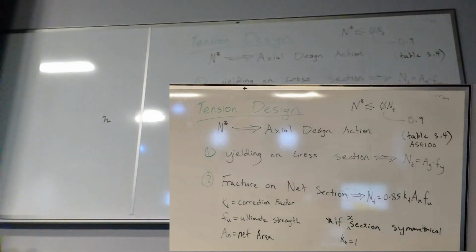Okay, so this is the first one, first failure mode, right? Yielding on gross section. So this is like your first capacity that you have. Remember from the PowerPoint? N star less than phi NT. So for phi in this case, we use 0.9, and you can refer to that in the AS4100.